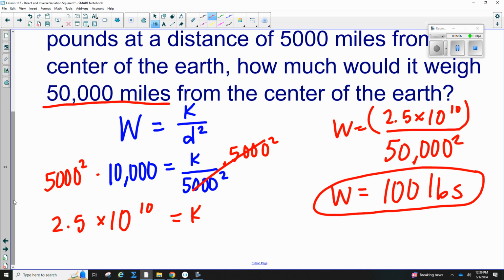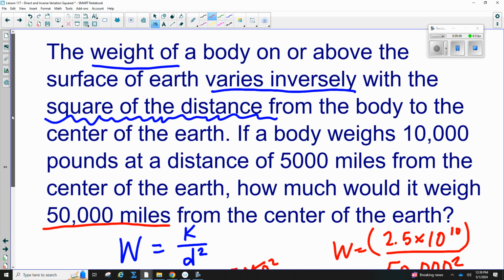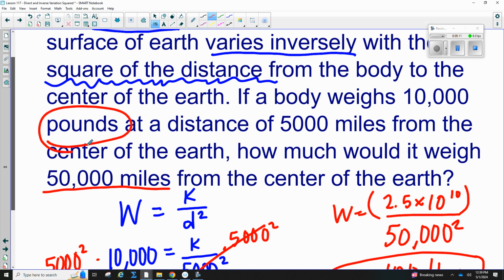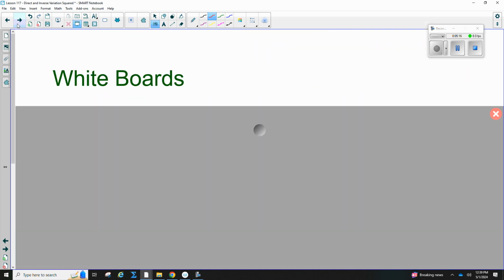And again, go back and check your units. So how do I know it was pounds? Because the weight was all in pounds. All right. So we did one direct variation and one inverse variation. So I think we're good to go with a square.